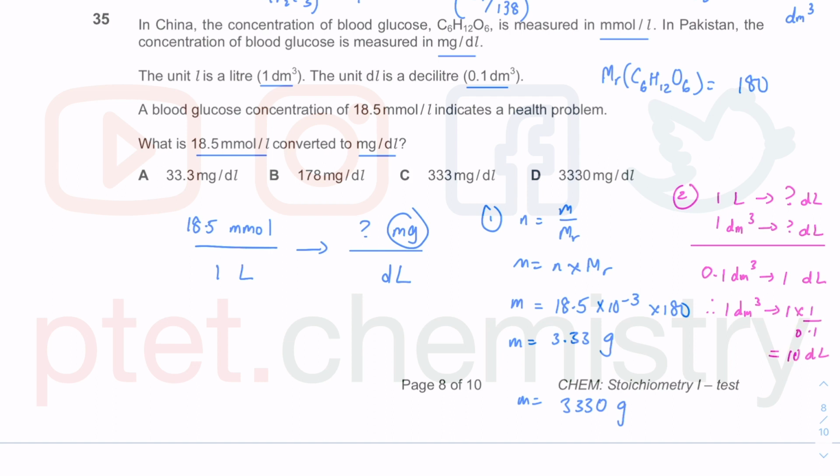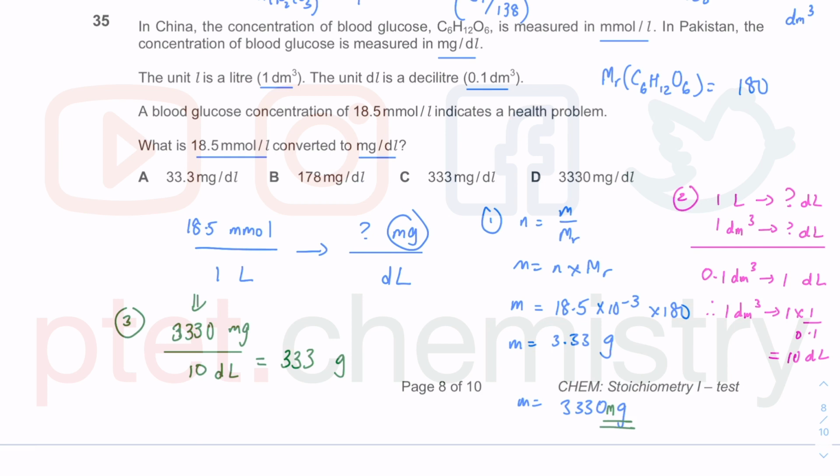So in step 3, I convert the 18.5 millimole into 3330 on top, and then the 1 liter is 10 deciliter at the bottom. Do that on your calculator and you get 333. Sorry, not gram, but milligram, because we follow the units. It's milligram there because I multiplied by 1,000 from the gram. So the answer is 333 milligram per deciliter, which must be option C. Just a little bit of math to understand the unit conversion there.